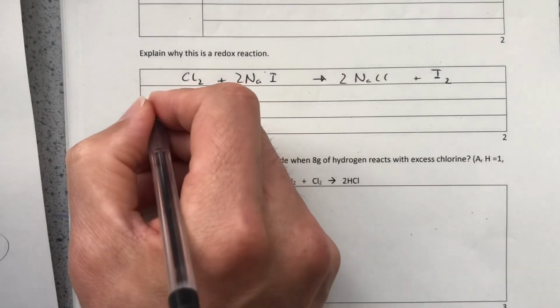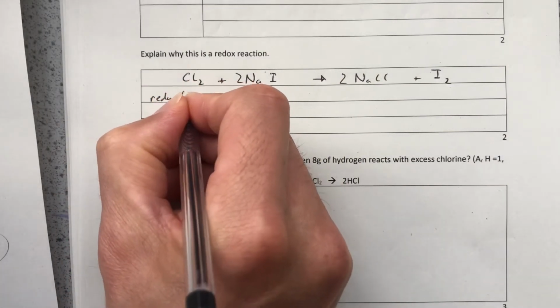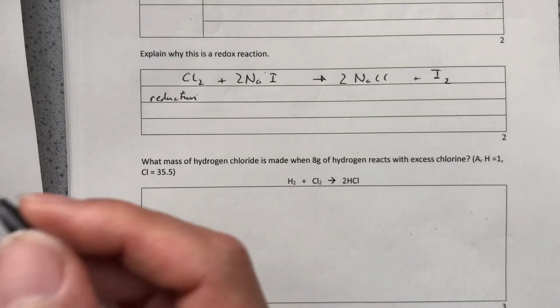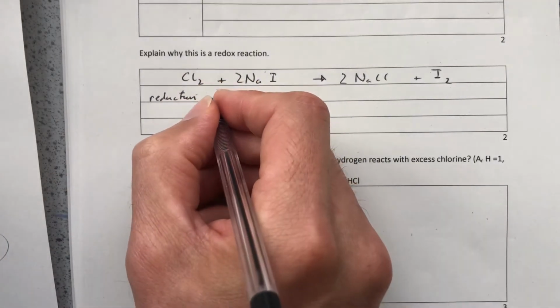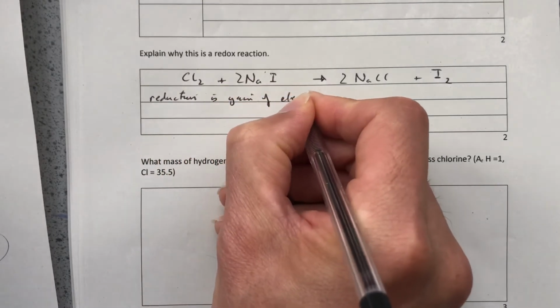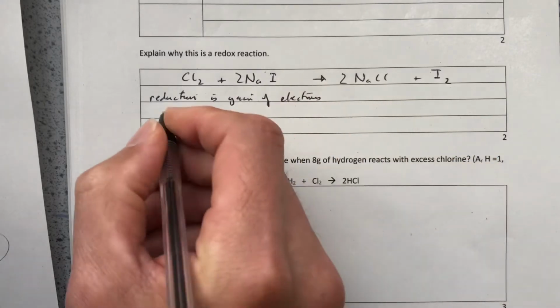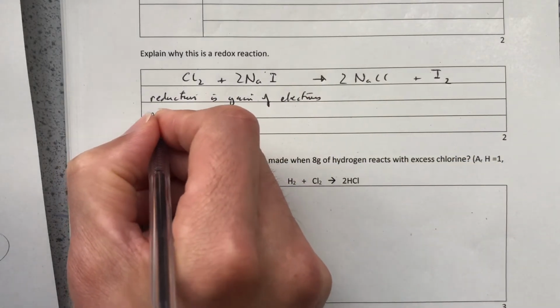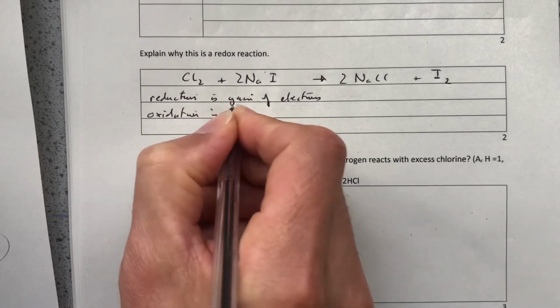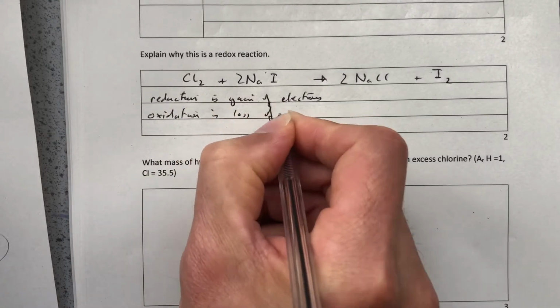Let's remind you of that definition. Reduction. So best to remember OIL RIG. Oxidation is loss, reduction is gain of electrons. Okay, so the question is, what is gaining electrons? Oxidation, OIL RIG. Oxidation is loss of electrons.